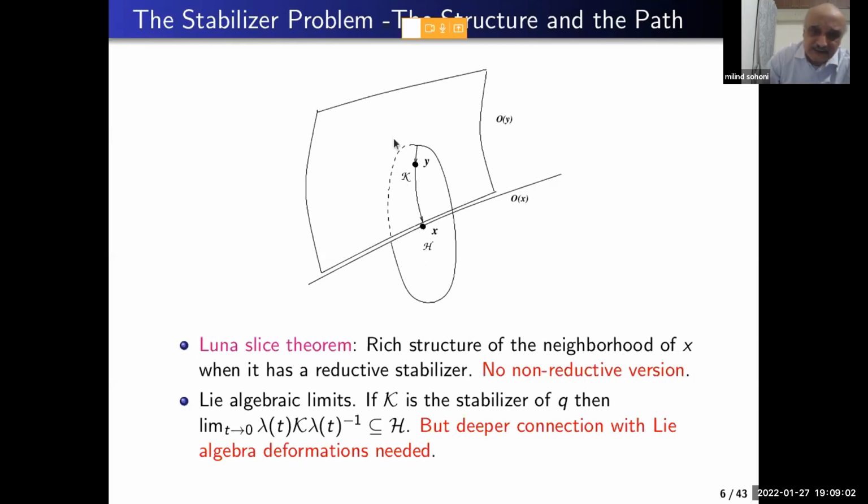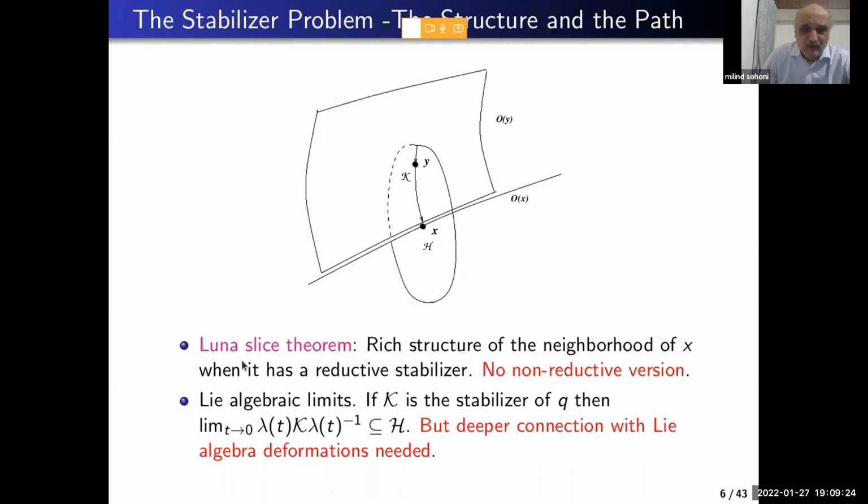So we would like to understand what is really the structure of stabilizers in the neighborhood of the orbit O_x. That is the structure part. And how do these stabilizers change as you go from y to this point x? So, understanding the path, how stabilizers change, and how we take limits in these Lie algebras.